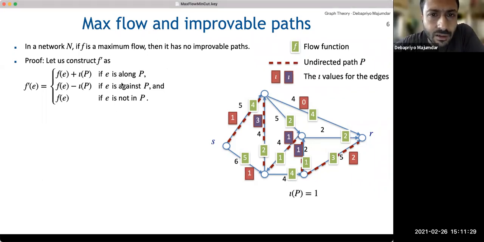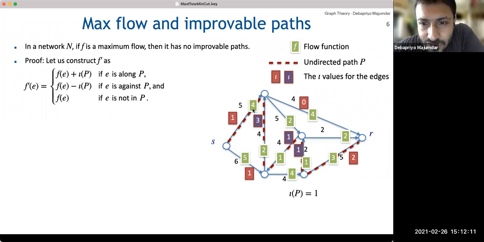What we are doing is we are just trying to prove that in a network, if F is a maximum flow, then it has no improvable path. Now, suppose there is some improvable path in spite of F being a maximum flow. Then let's construct F prime as, for every edge, Fe plus the improvement that I can make if that edge is along the path, Fe minus the improvement I can make if that edge is against the path, and let's not do anything for other edges.